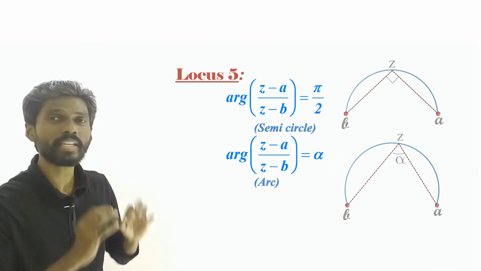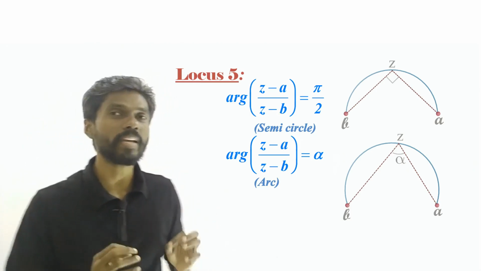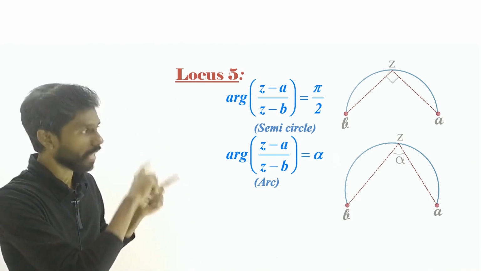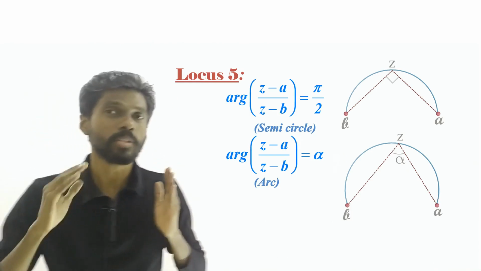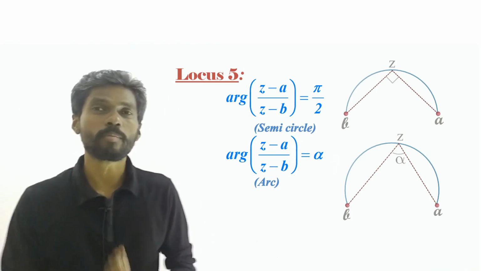Particularly, if this angle alpha is pi by 2, then it is a semicircle with the endpoints of the diameter a and b. Alright, so this is the next locus. Now let us do some questions based on this.